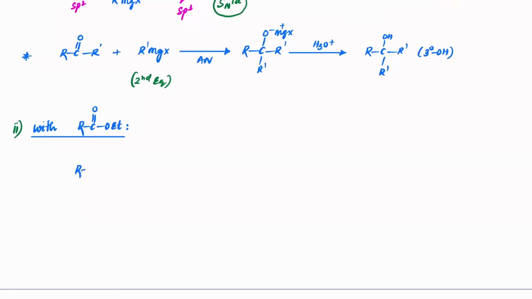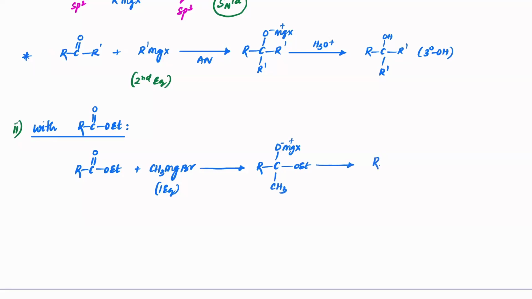So what is the reaction that will happen? RC double bond O OEt. Let's say I'm treating with CH3 MgBr, and this is the first equivalent. In that case, you will get this as RCO minus MgX plus, OEt and CH3 added to it. And then OEt will come out as the better leaving group here, and you will get this as a ketone with EtO minus MgBr plus.